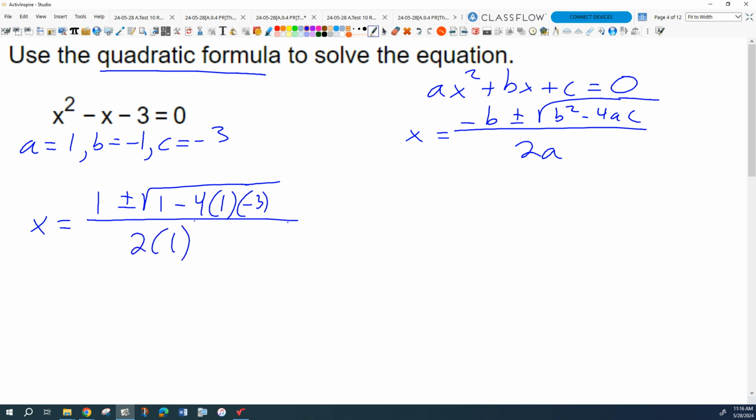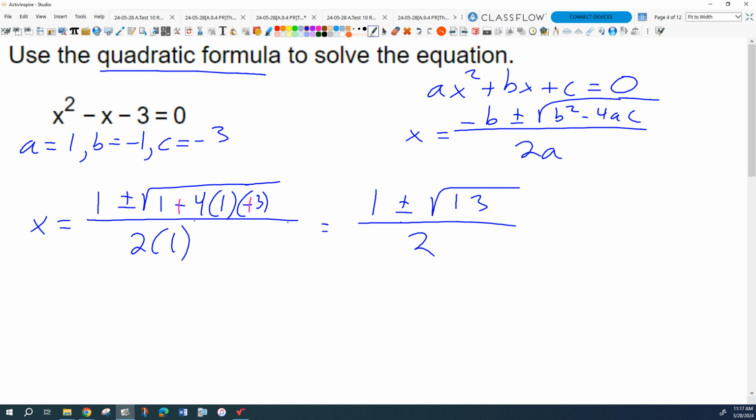Now notice, people already picked up on this. If I multiply a negative times a negative, they cancel, right? I mean, they become pluses, don't they? Right. So then we end up with 1 plus or minus square root of 1 plus 12, divided by 2. And I can't really do anything beyond that, can I?